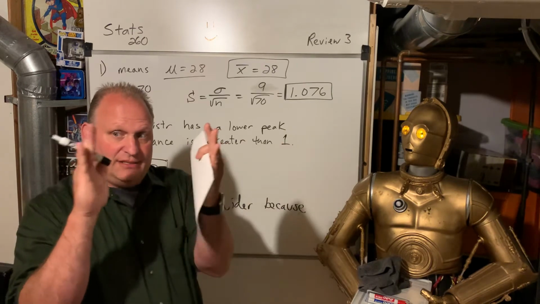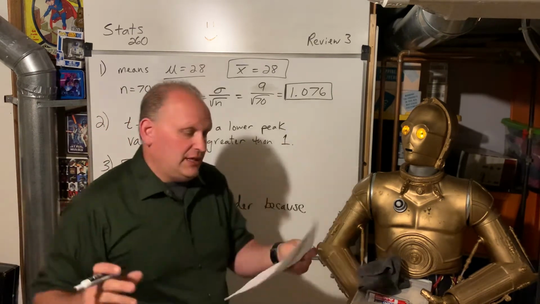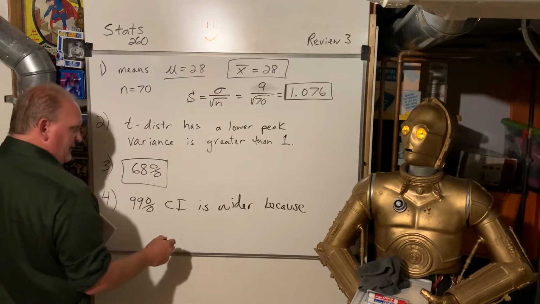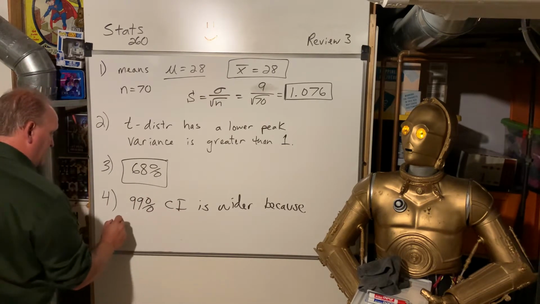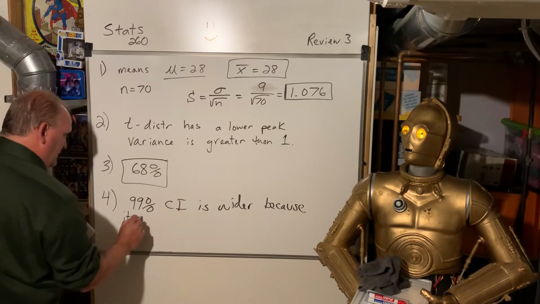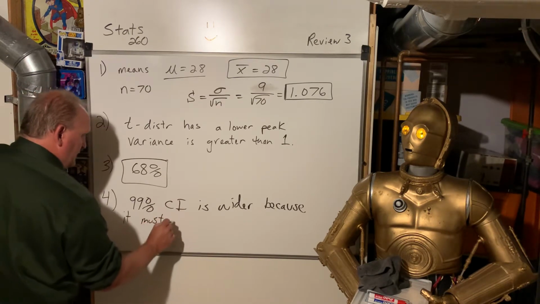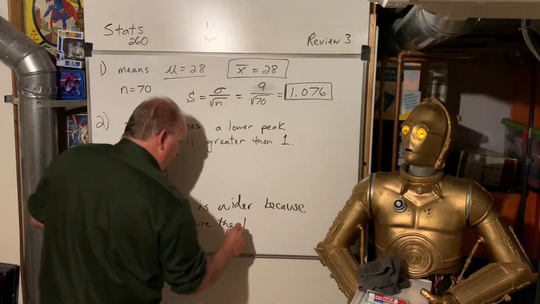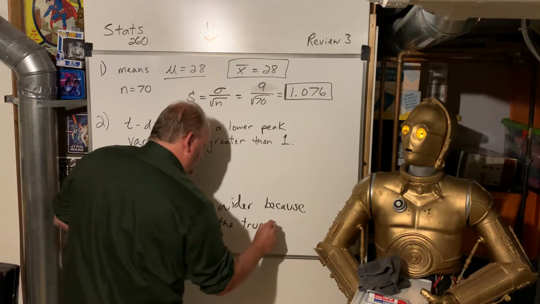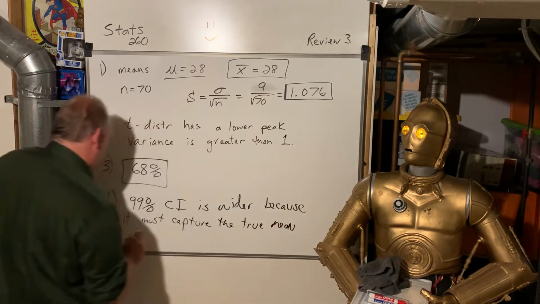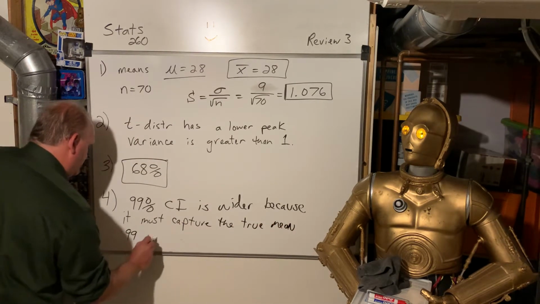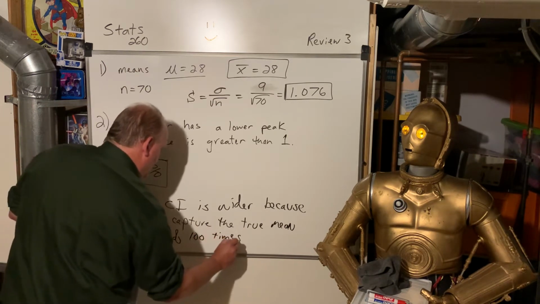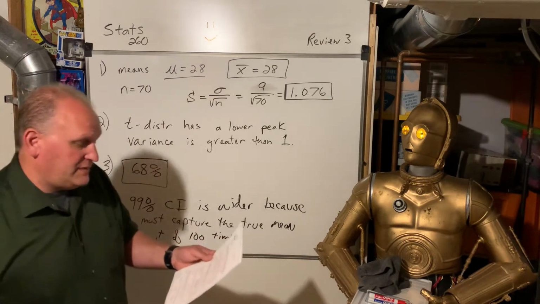And the reason is because it's not as wide of an interval. And so the 99% confidence interval is wider because it must capture the true mean 99 out of 100 times, if you replicated the process a bunch of times.